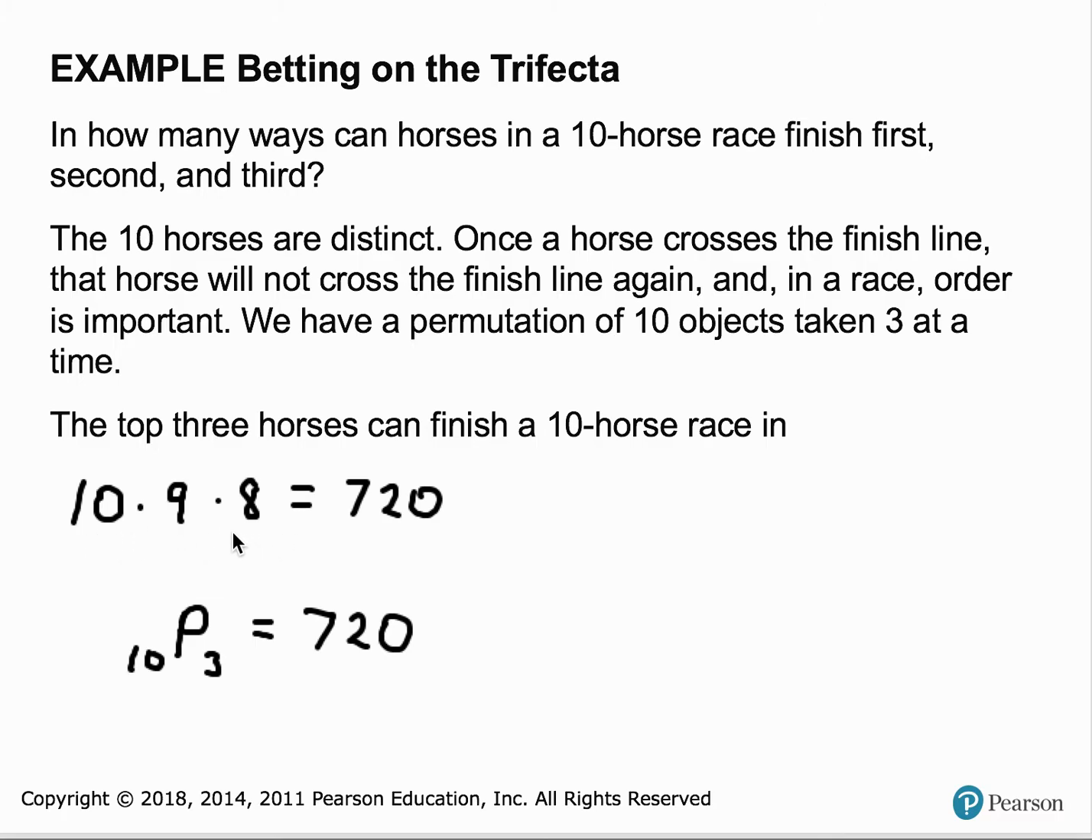But what if there were 100 horses and you wanted to know about the first 10 places? Right? Then this gets a little unwieldy. This is the same length. It would be 100 permutations taken 10 at a time.